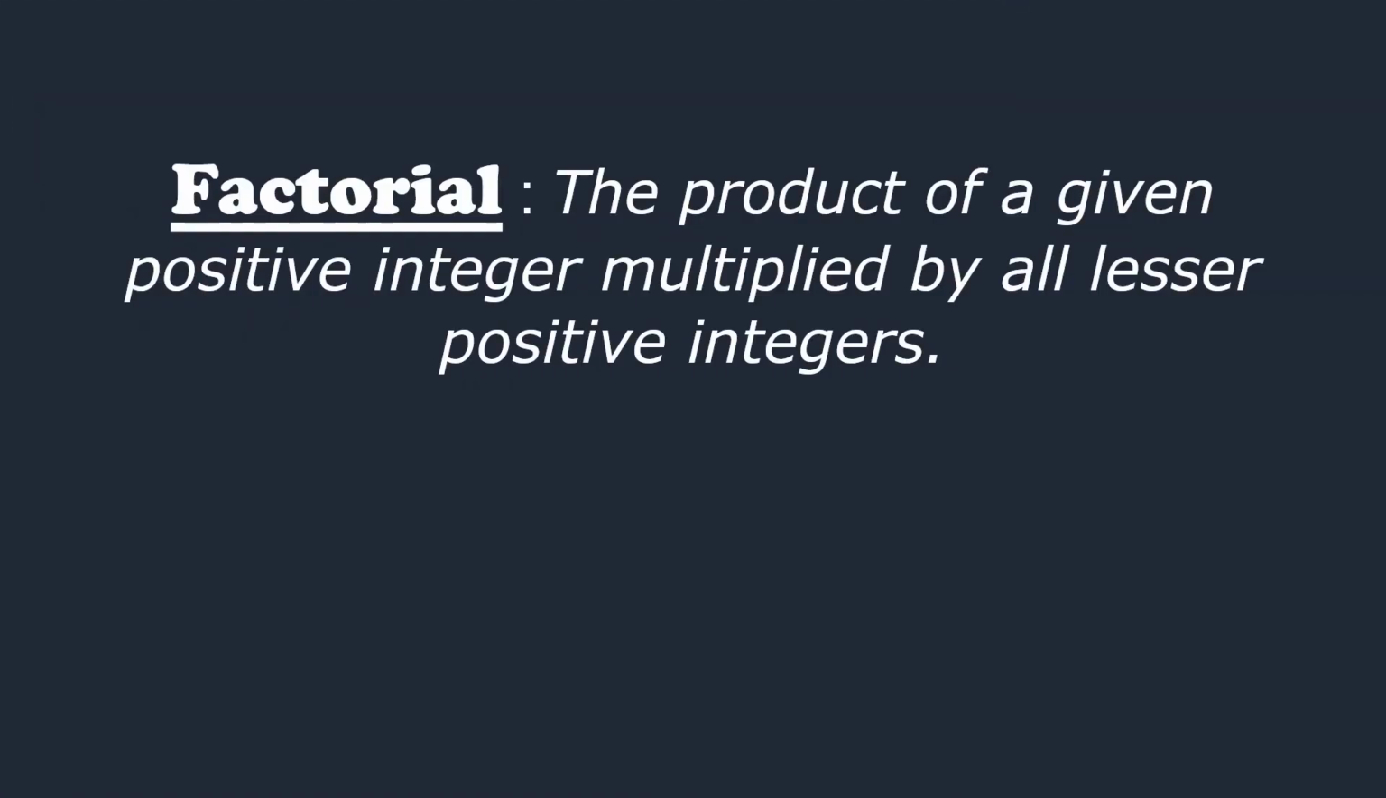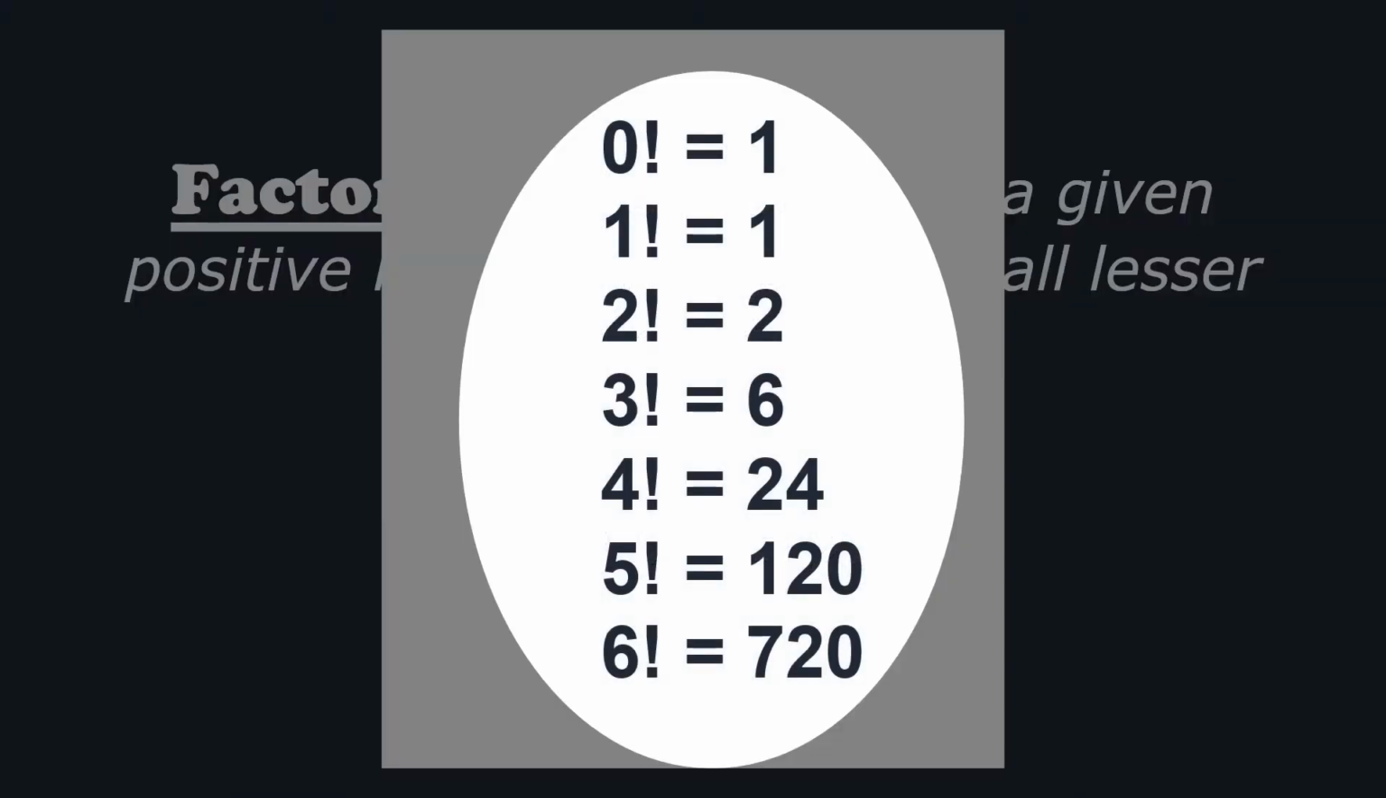Actually, the factorial is defined as the product of all the positive integers starting from the given number all the way down to 1. For example, the factorial of 4 is equal to 4 multiplied by 3 multiplied by 2 multiplied by 1, and that is equal to 24. So we say here the factorial of 4 is 24, and you can observe some other examples over here.